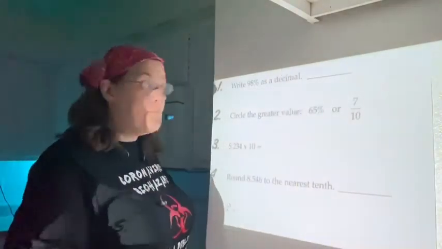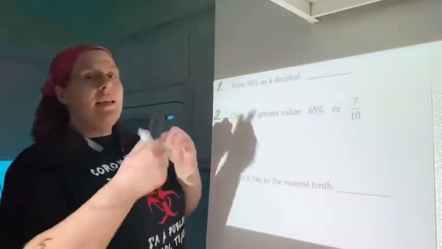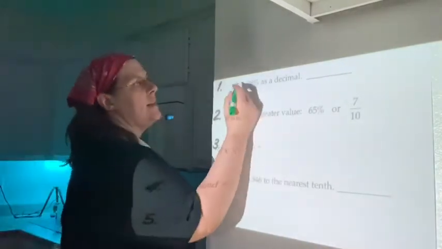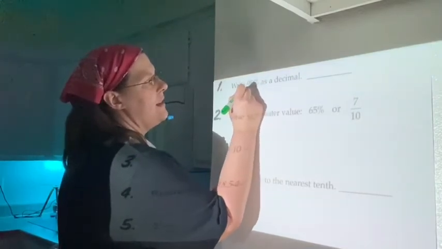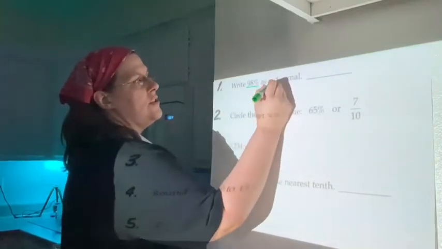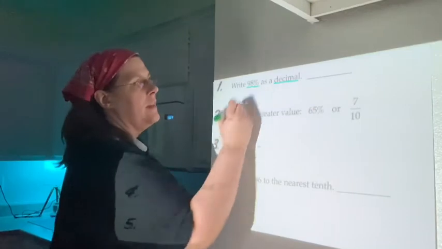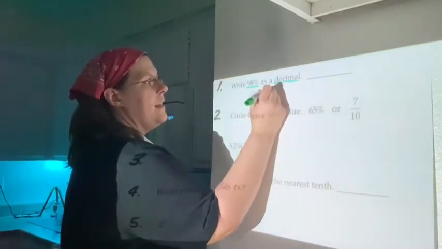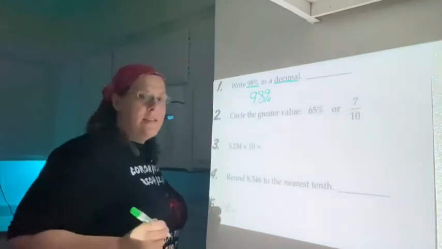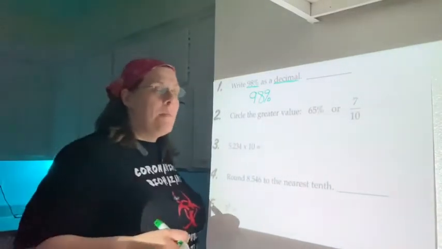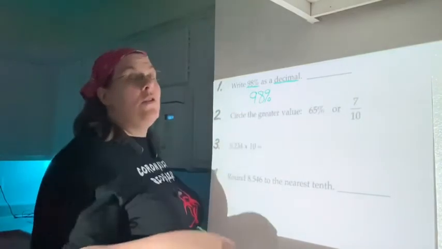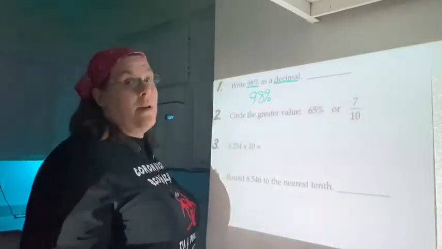Let's go for green. Let us figure out what's most important in that problem. They want you to do something with 98%, and they want you to make it a decimal. So if you are going to make 98% a decimal, what do I got to do? To make a decimal a percent, you got to times it by 100.